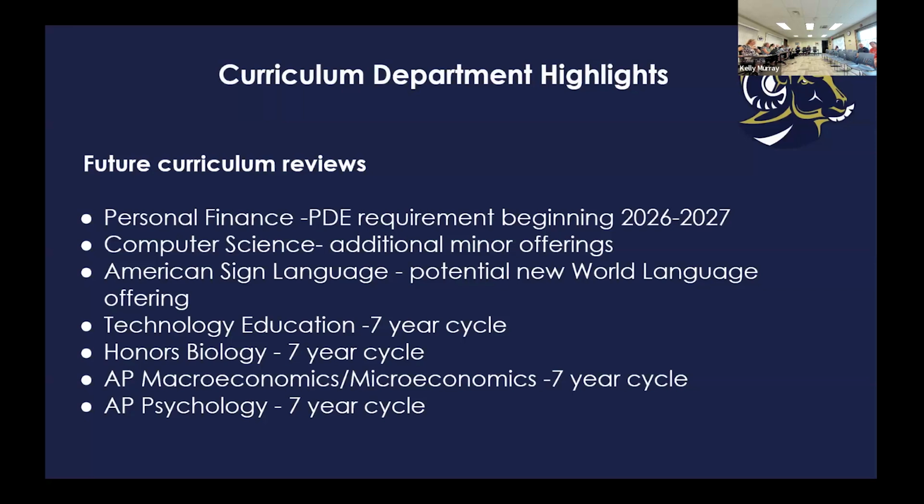And then there's AP macroeconomics and microeconomics, again in their 7-year cycle. Sorry, Dr. Reinheimer, you're up on that one again. And the AP Psych is also in the 7-year cycle. It's technically Dr. Reinheimer's as well. But I'll be leading these other parts. Those are all either things that are PDE mandated, things we had talked about, or part of our regular natural 7-year cycle. I think that's the last of our stuff.